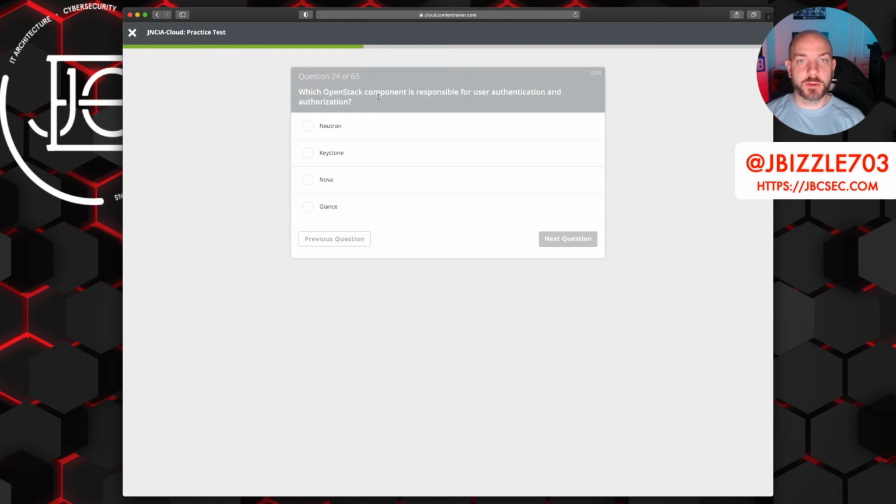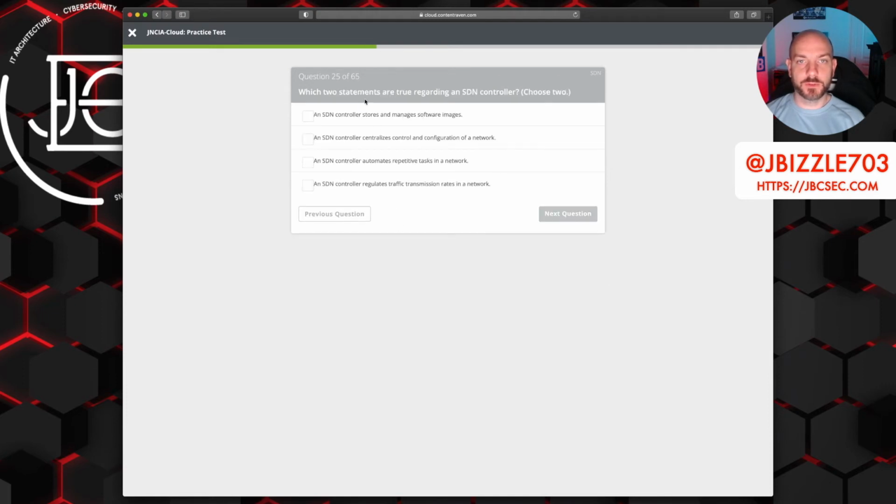Which OpenStack component is responsible for user authentication and authorization? You've got Neutron, Keystone, Nova, and Glance. We'll go Keystone. I always remember a key when it comes to user authentication.